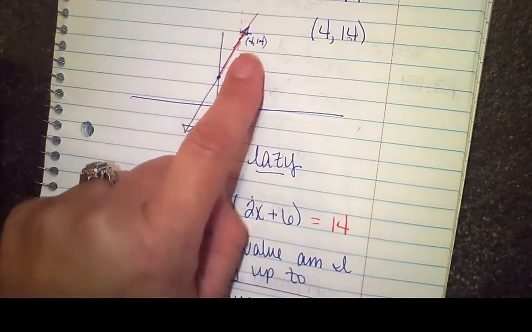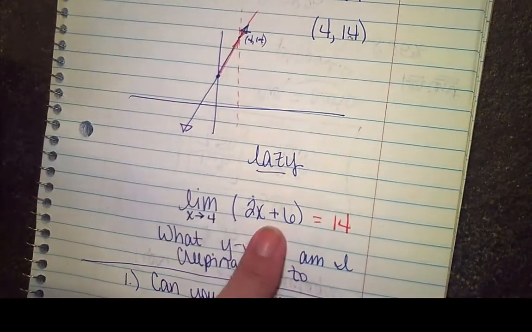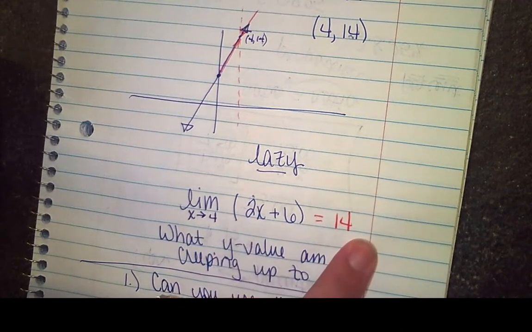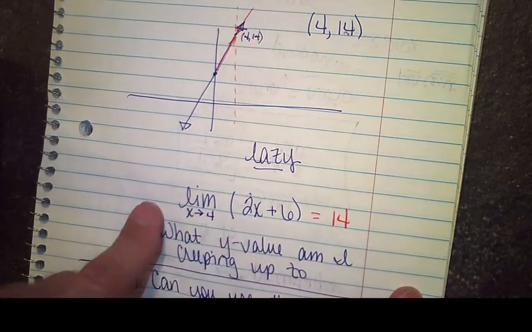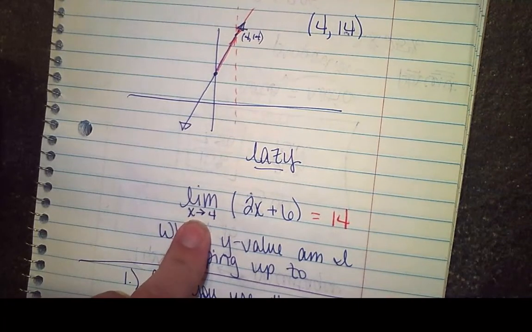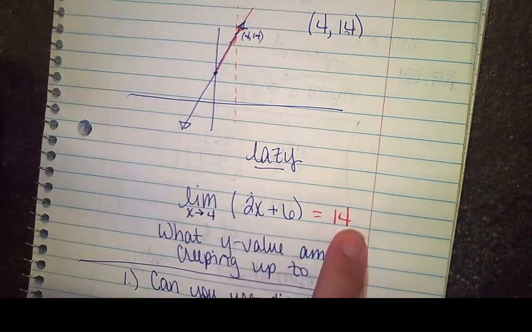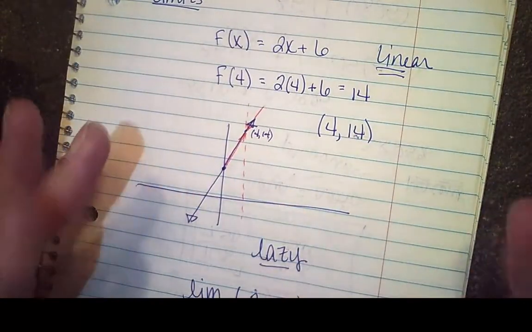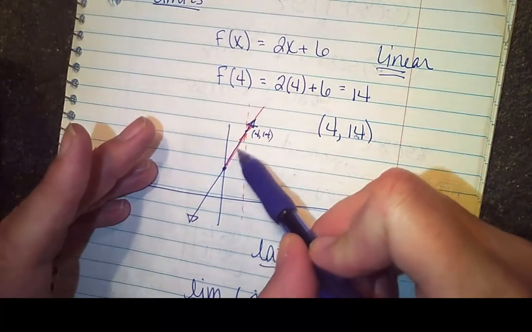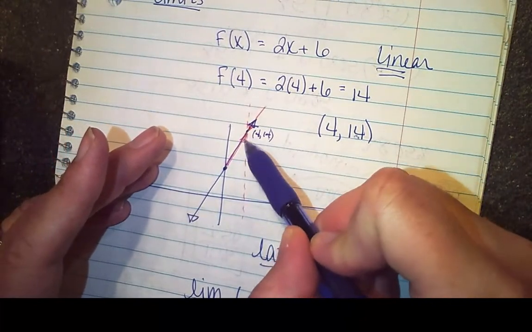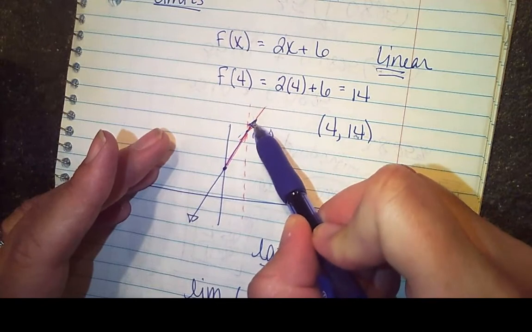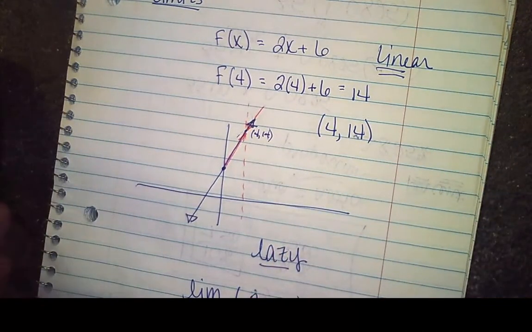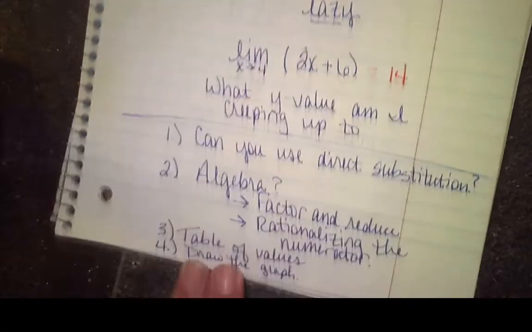What I did up here was I used direct substitution, because if I evaluate at 4, 2 times 4 is 8, plus 6 is 14. So I got an answer: the limit as x approaches 4 of 2x plus 6 is 14. So direct substitution works. But what else did I do for you? I also drew you a picture. As I creep at it from an x value of 4 from the left and from the right, did I get the same y coordinate on each side? Yes, I did. So I drew the graph.